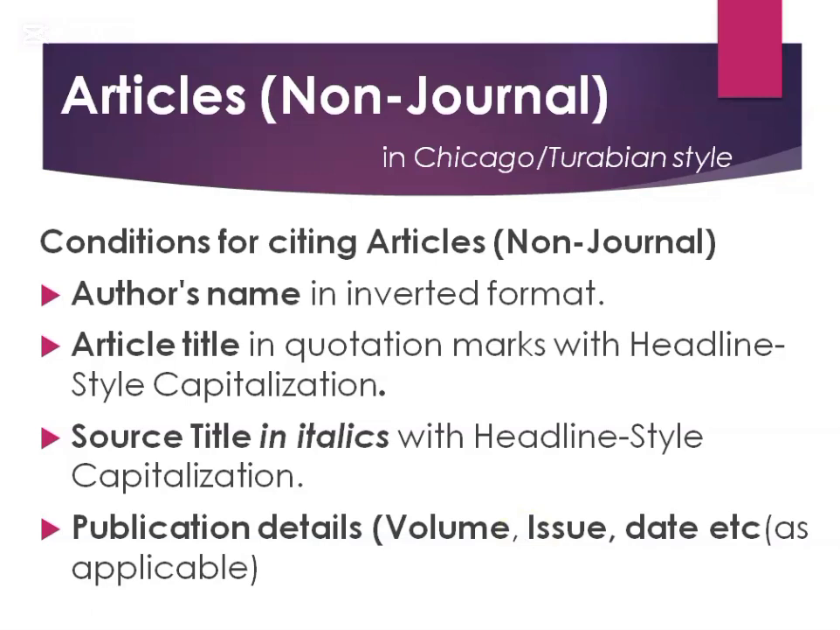Articles are non-journals. So articles can belong to a single author, an organization, or co-authors. To cite an article, the first thing that comes up is the author's name, and that will always be in inverted format. The following thing to note is the article title, followed by the source title, and followed by the publication details.